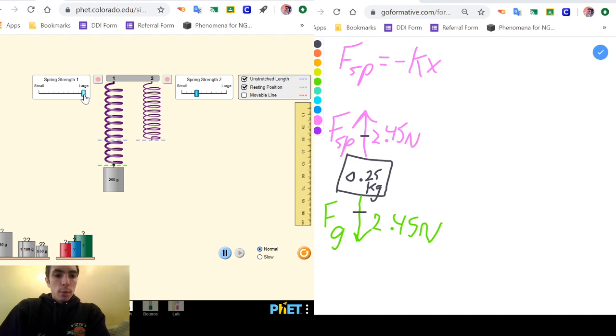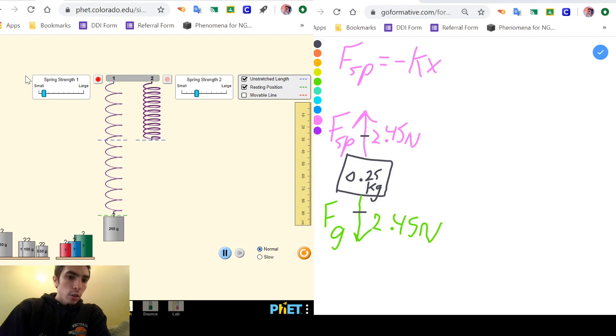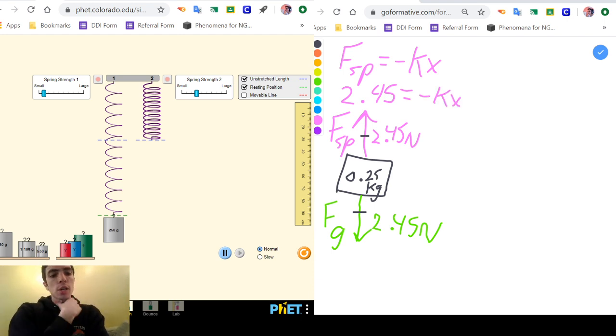For this experiment that I'm going to run, I'm just arbitrarily choosing that we'll do this first one. So I'm counting the small as our 0 setting, 1, 2, and so on. So we're working on this first notch setting. And the only thing that we know in this equation so far is that our spring force is 2.45 newtons, is equal to negative K, and then we're not sure yet what that displacement actually is. So if we want to solve for that spring constant, we need to figure out the displacement.